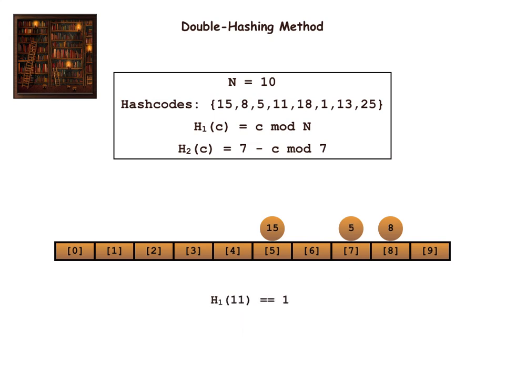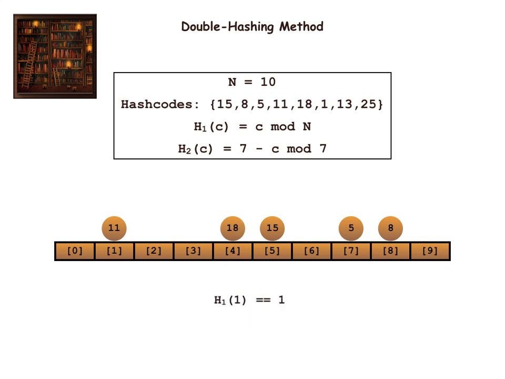Next, 11, when plugged into the first hash function, maps to location 1. 1 is unoccupied, so 11 goes here. Next, 18 maps to location 8. 8 is occupied, so we're going to plug 18 into the second hash function. We get 3, which means we're going to go 3 spots to the right. 1 is also occupied, so we go 3 spots to the right again. 4 is unoccupied, so 18 goes here.